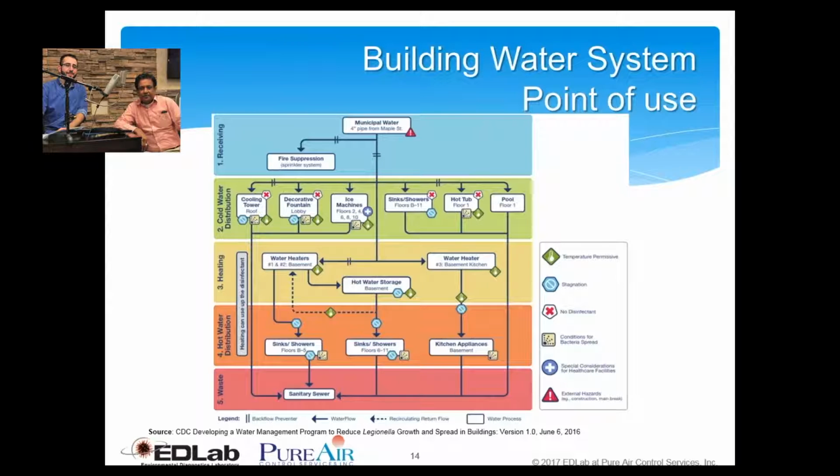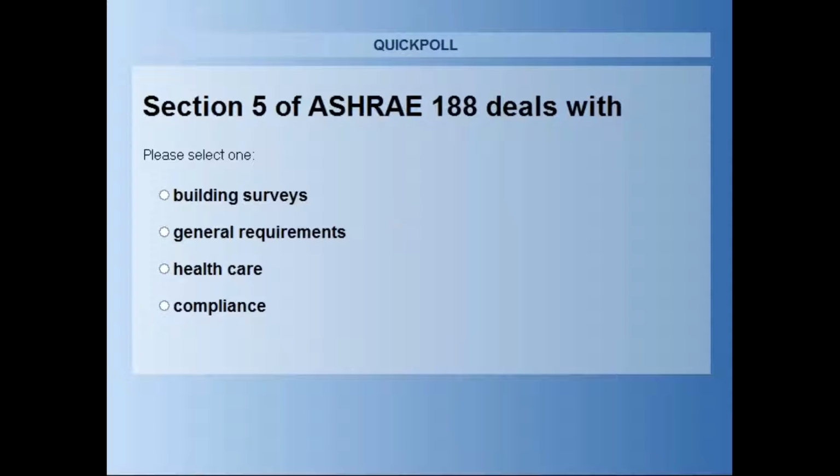Yes. Okay. And with that, we're going to go ahead and ask our third question for this presentation. Let me throw it up on the screen for everybody to answer. Give everyone about 30 seconds. This one is: Section 5 of ASHRAE 188 deals with what? A, building surveys, B, general requirements, C, healthcare, or D, compliance. Leave it on for about another 15 seconds. And we're going to close the poll now.